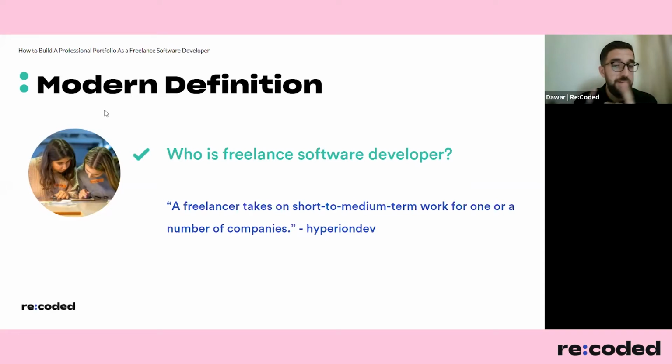So there are two characteristics I really want you to identify. First, the time interval is either short or medium term. The second one is that it's for one or more companies. That's the first characteristic. The second characteristic is that you can work for multiple clients simultaneously.